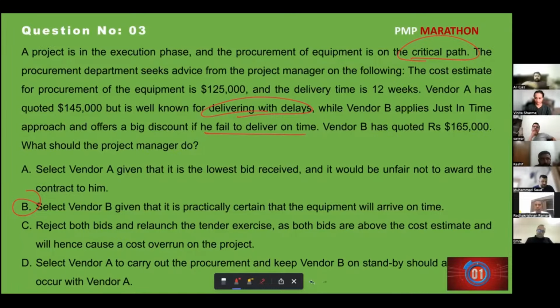Yes, here the money, Ali, money is okay, but that's not the point of concern here. He is known for delaying things. Okay, his reputation is not good. The problem here is reputation.